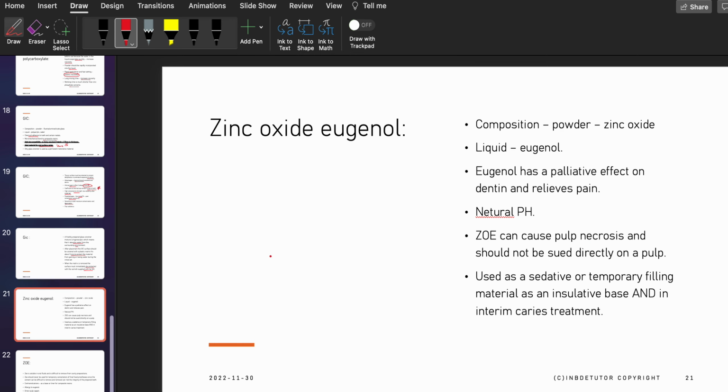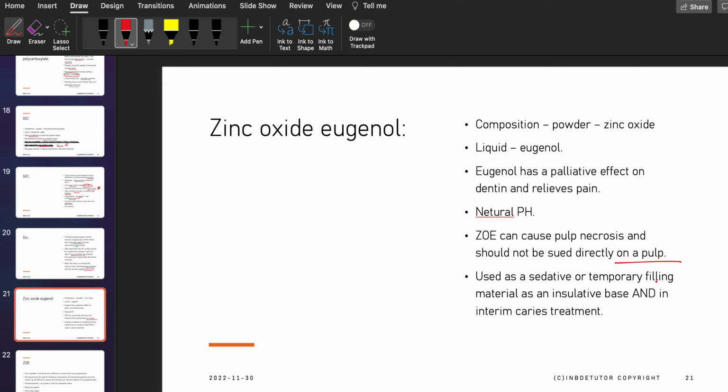Now, the last one we're going to talk about in detail is the ZOE, or zinc oxide eugenol. The composition is again: powder is zinc oxide, liquid is eugenol. So we know that eugenol has a palliative effect on dentine, and it relieves the pain, and it has a neutral pH. But you cannot apply it directly on the pulp because it can cause pulp necrosis. So it should not be used directly on the pulp.